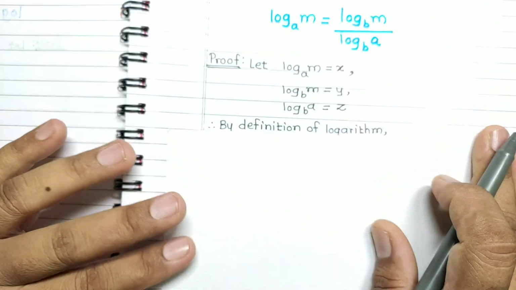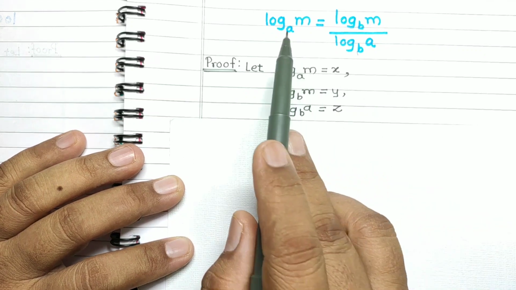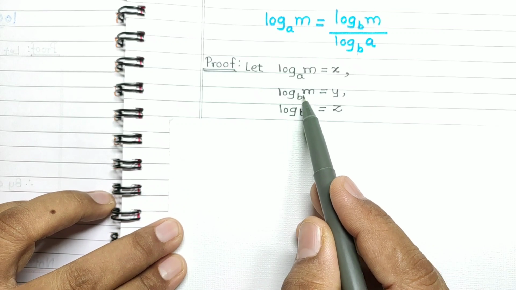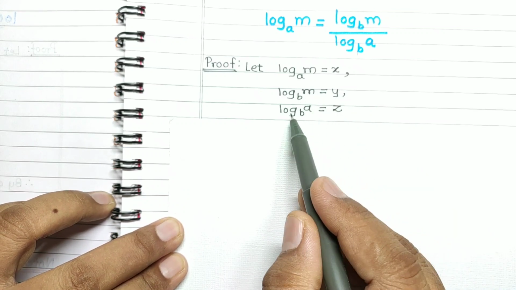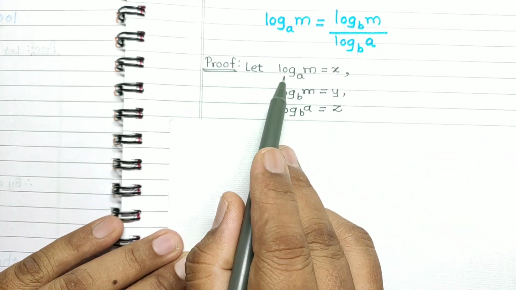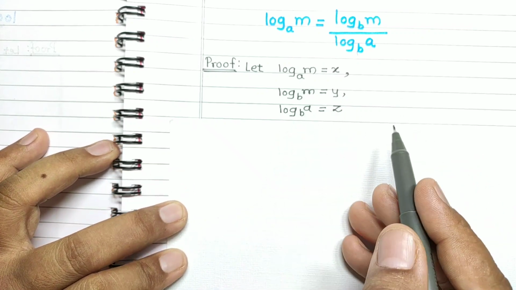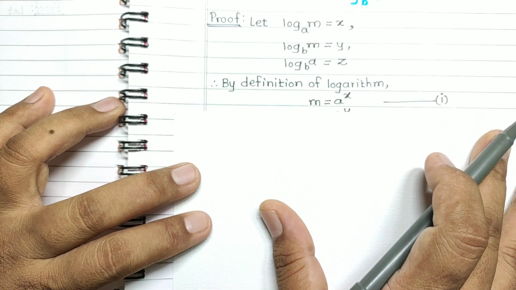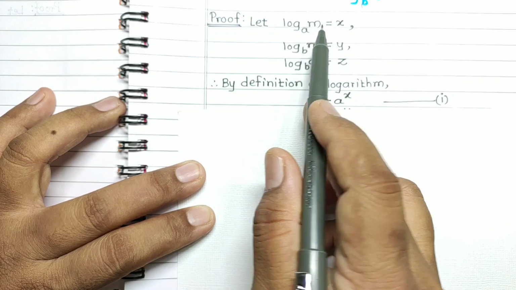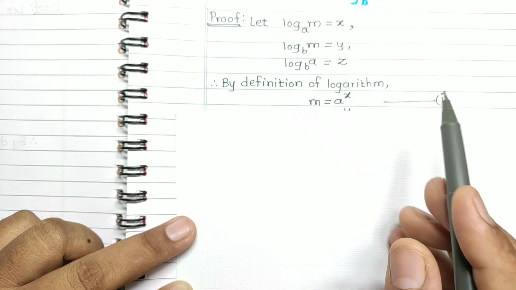See, for all these three logs, let's consider one variable each. Log of m to the base a, let it be x. Then log of m to the base b, let it be y. Then log of a to the base b is z. So these three are logarithmic equations. Now let's convert them to exponential form. By definition of logarithm, from the first equation we can write m is equal to a raised to x.